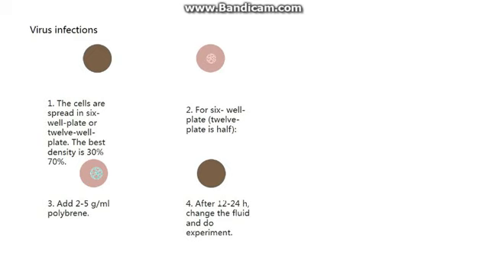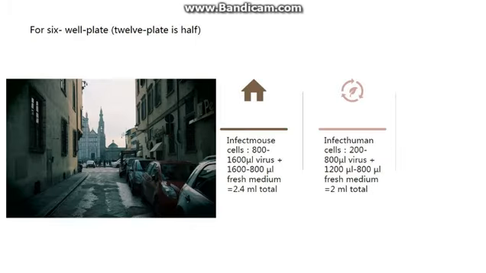Virus infection. Infect mouse cells: 800 to 1600 microliters of virus plus 1600 minus 800 microliters of fresh medium, equals 2.4 milliliters total. Infect human cells: 200 to 800 microliters of virus plus 1200 minus 800 microliters of fresh medium, equals 2 milliliters total. For a 6-well plate; for a 12-well plate it is half.